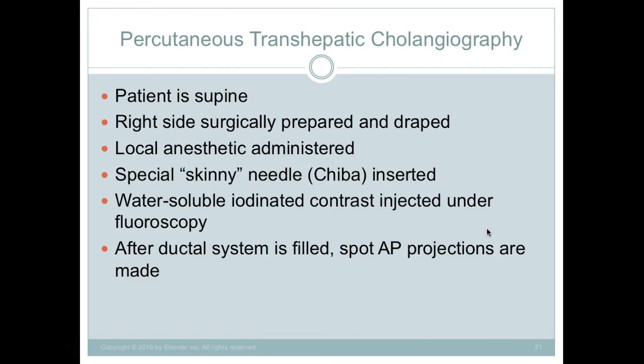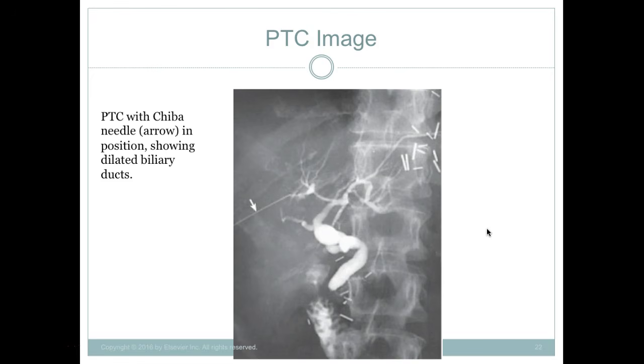So the patient is supine, so the right side is surgically prepared and draped. A local anesthetic is administered, and a special skinny needle called a chiba is inserted. You'll hear them just refer to the chiba. Water-soluble contrast is injected, and after the ductal system is filled, we take AP projections to verify that we're in the proper location.